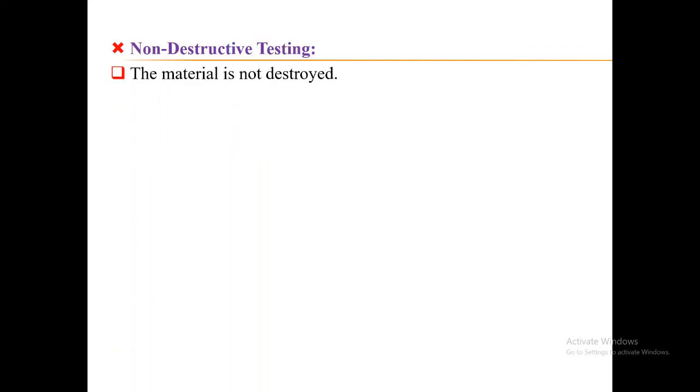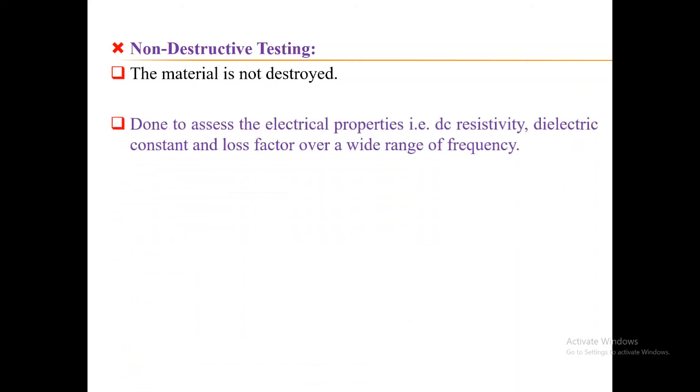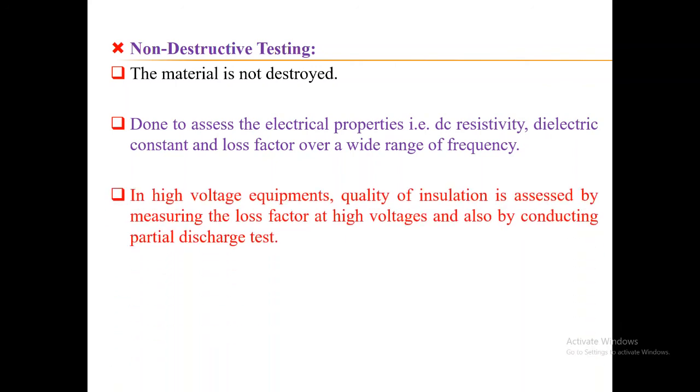In non-destructive testing, as I said, the material is not being destroyed. It can be done to assess electrical properties like DC resistivity, dielectric constant, dielectric loss, and dielectric loss factor over a wide range of frequencies. In high voltage equipments, the quality of the insulation can be assessed by measuring the loss factor at high voltage and also by conducting the partial discharge test. So the partial discharge test can also be put into the category of non-destructive testing.